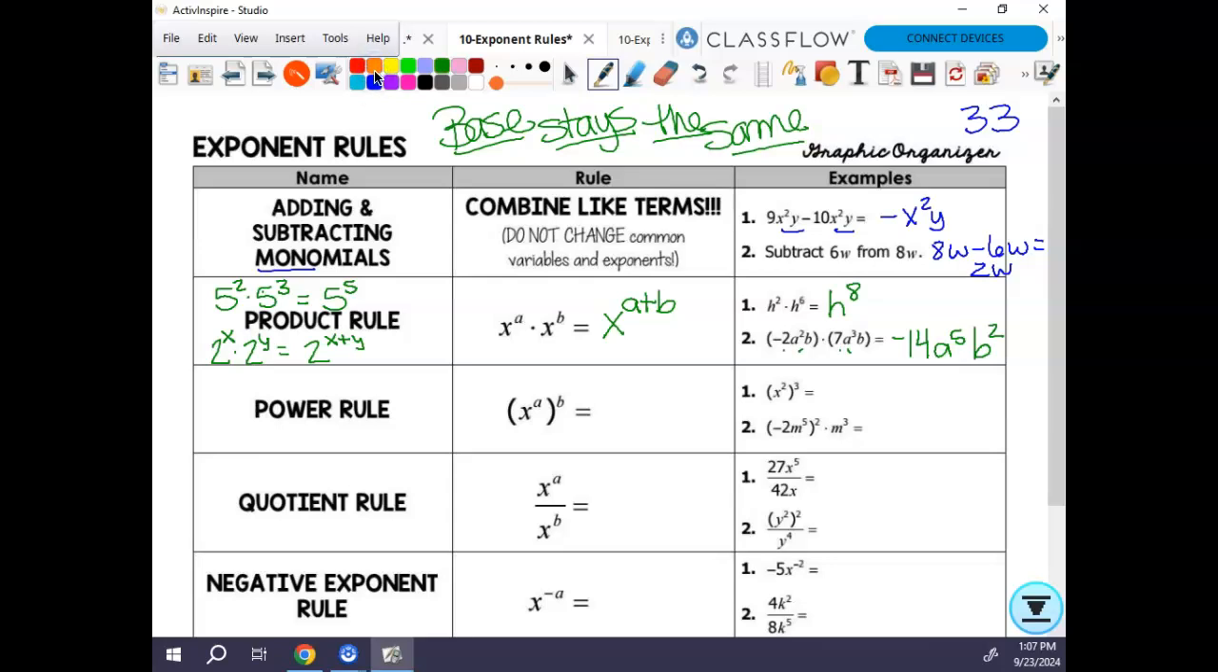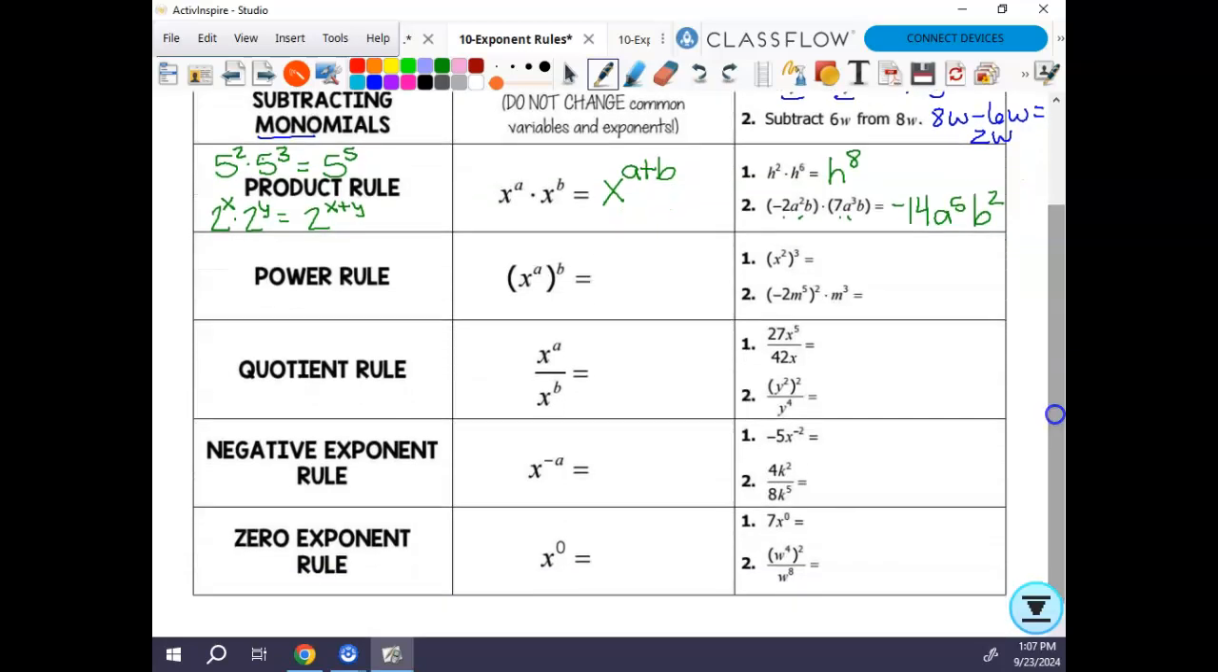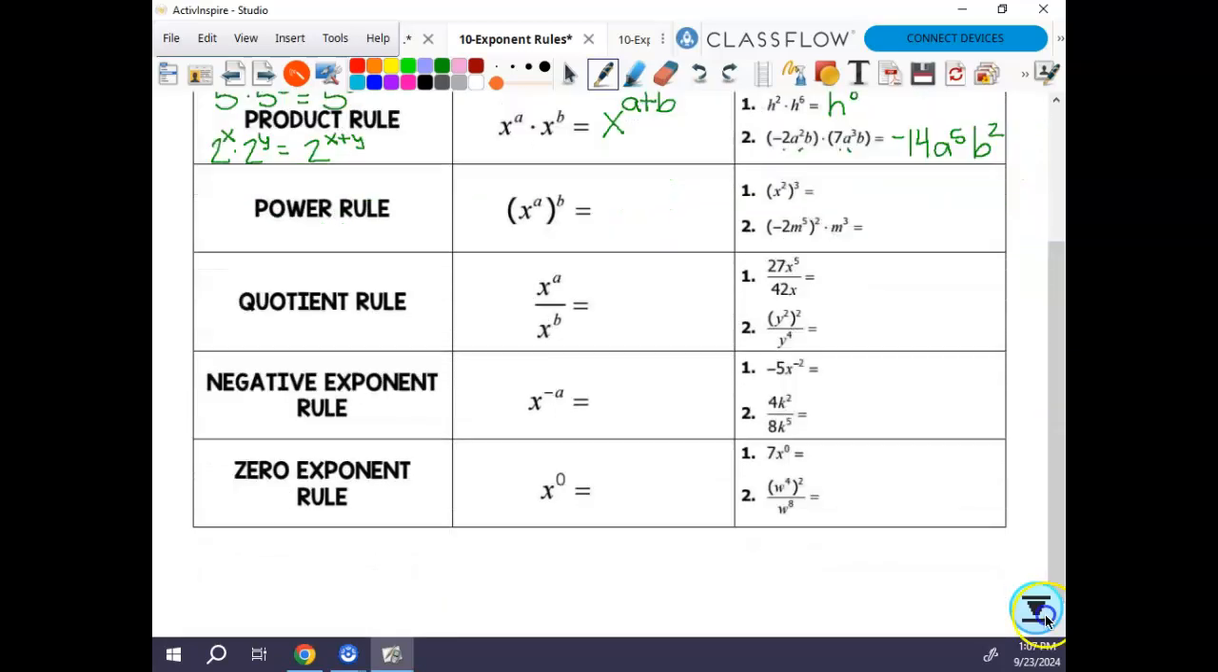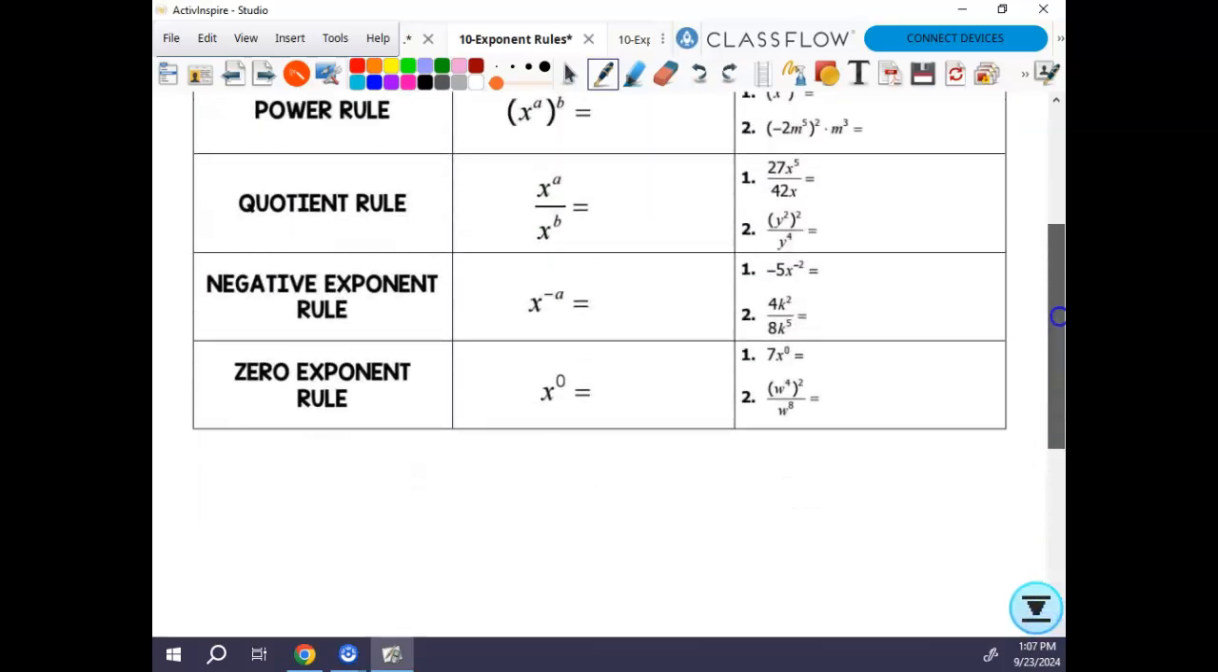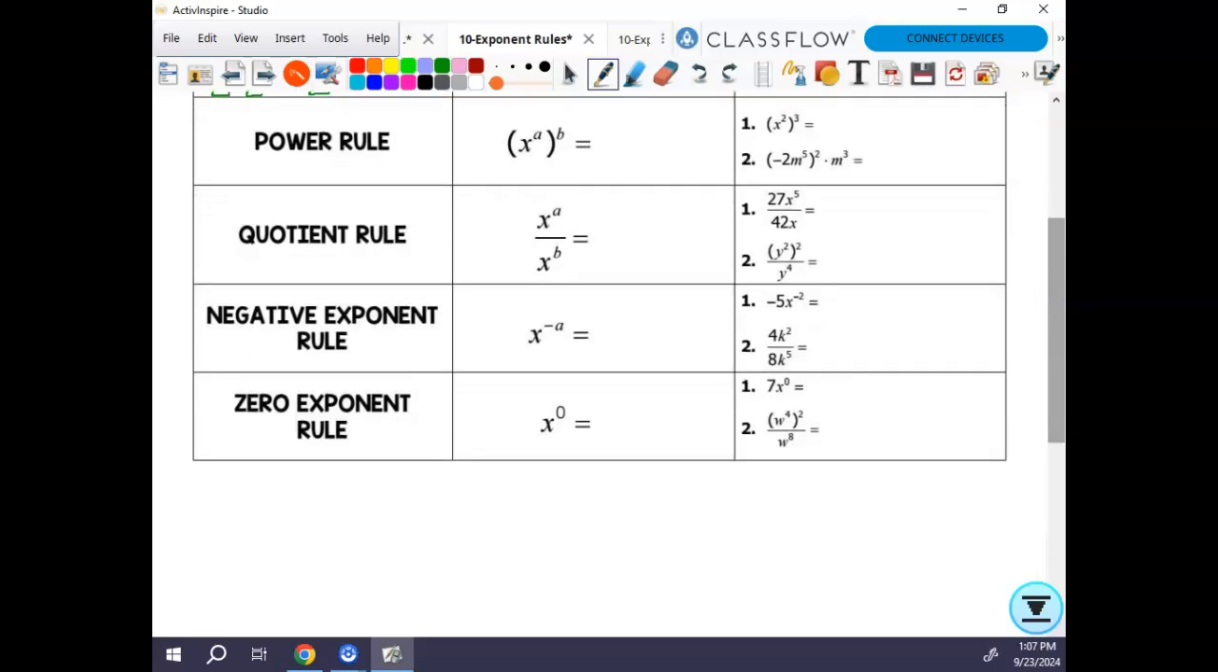All right, so then our product rule. I'm sorry, not our product rule, we just did that. Our power rule. If you have a power to a power, that's when you multiply them. This is x to the a times b power.